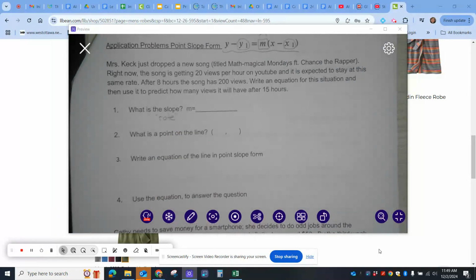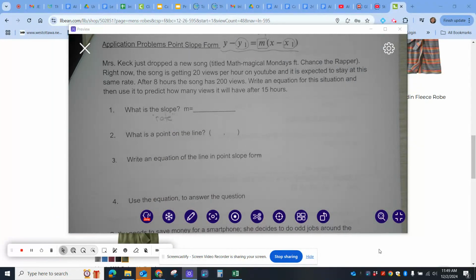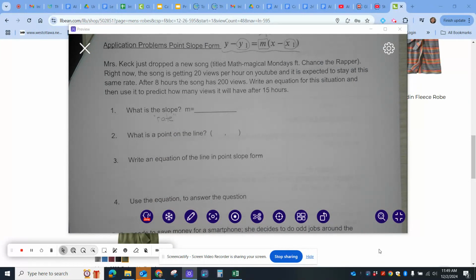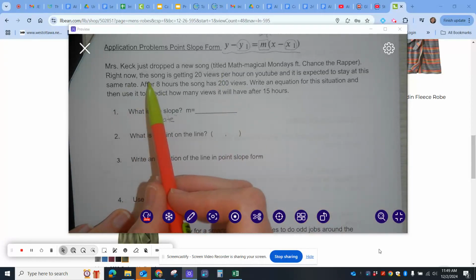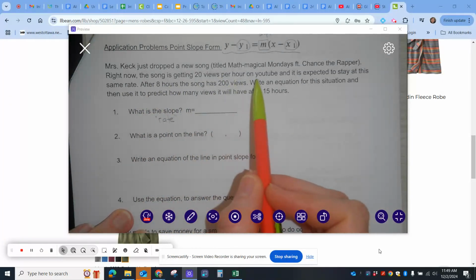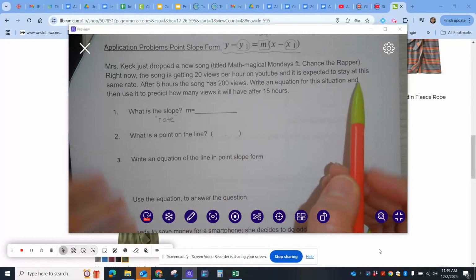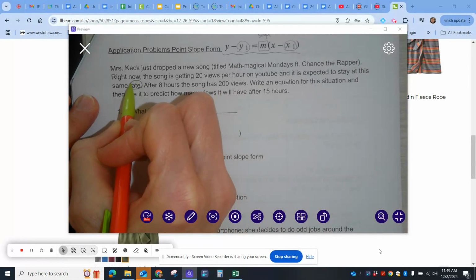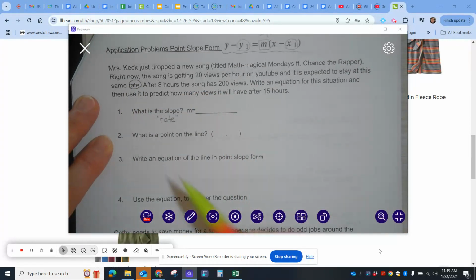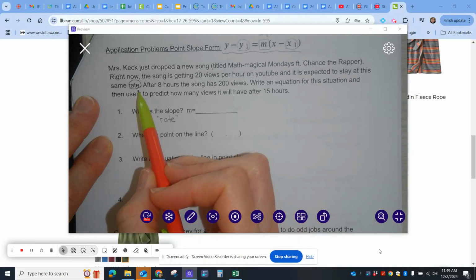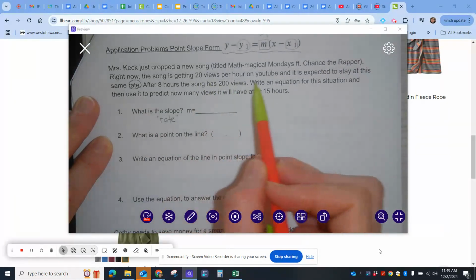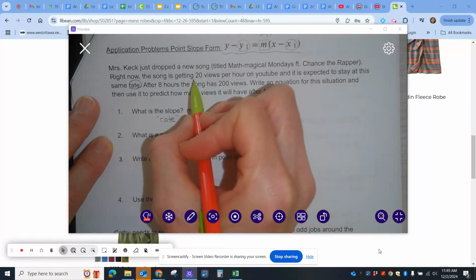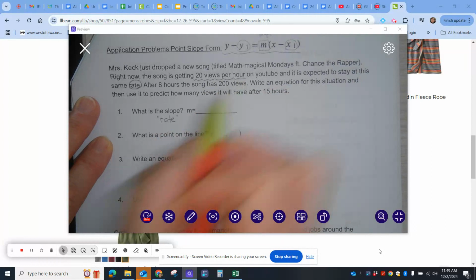I'm going to zoom in a little bit here. So we need a point and a slope to write an equation of a line, so they either have to give us the slope or give us 2 points. So this says Mrs. Keck dropped a new song. Right now the song is getting 20 views per hour on YouTube and is expected to stay at this rate, a nice magic word. So that makes me think this right here is my slope because it said and is expected to stay at this rate. So they just told me that is a rate.